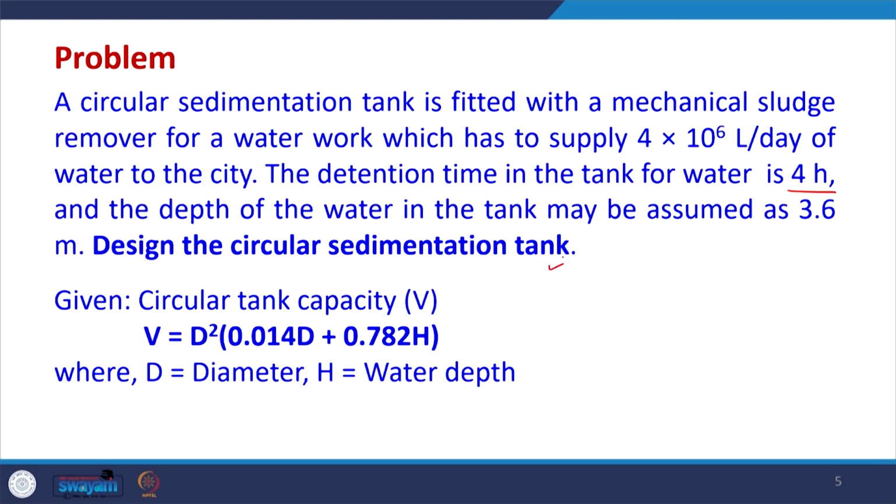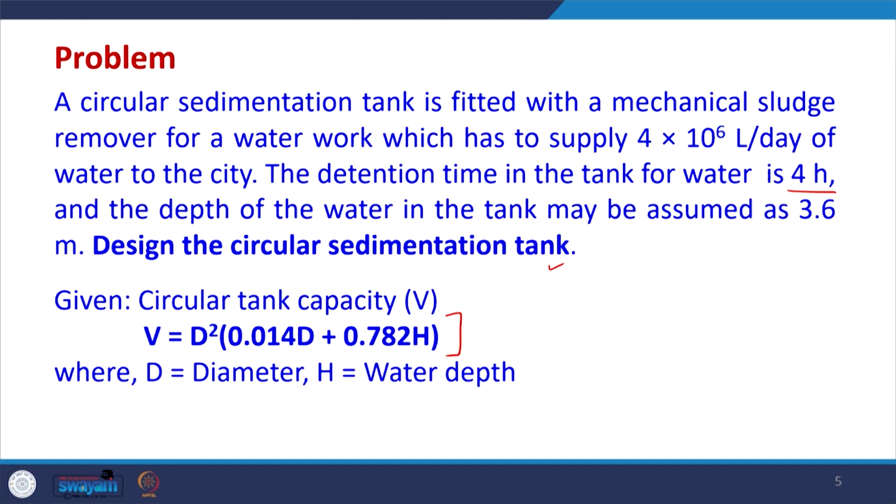Now, for a circular sedimentation tank, we have one equation which is given here, which is empirical in nature. But we can use this equation for solving the problem, and in this equation the volume is related to the diameter and the water depth, where D is the diameter and H is the water depth. So, circular tank capacity can be calculated from here. We can use this design equation also, and the data is given.